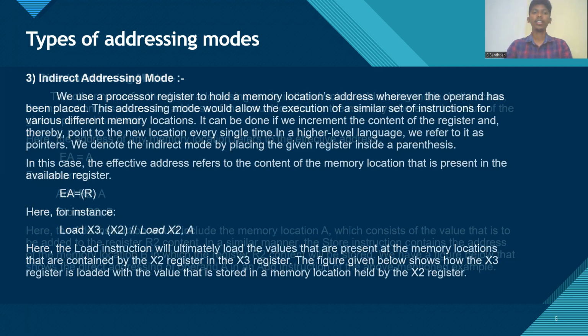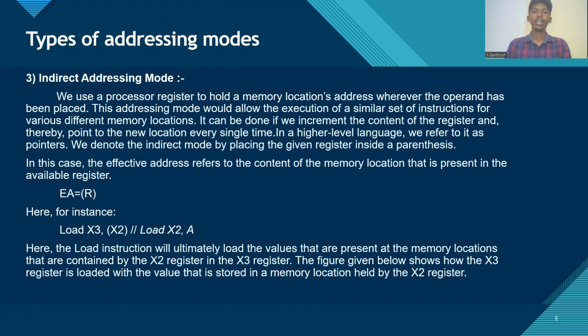So next it is the indirect addressing mode. Over here, in this indirect addressing mode, instead of using the address data or the name of the address itself, that is, instead of using the previous example A, or just going for the name or using a hash, we'll go for an indirect method, that is, using the register address for it. So we use a processor register to hold the memory location's address wherever the operand has been placed. This addressing mode would allow the execution of a similar set of instructions for various different memory locations. It can be done if we increment the content of the register, thereby pointing to the new location every single time.